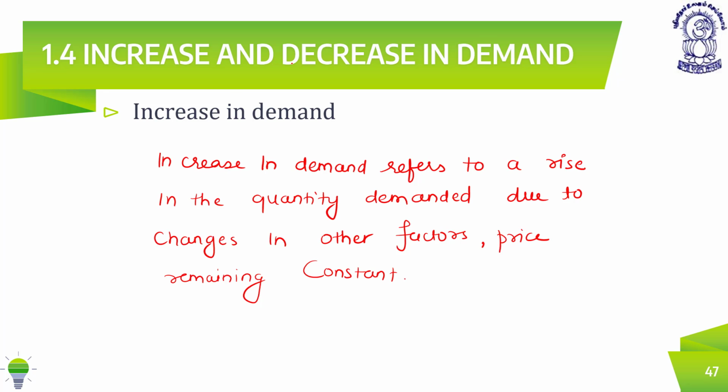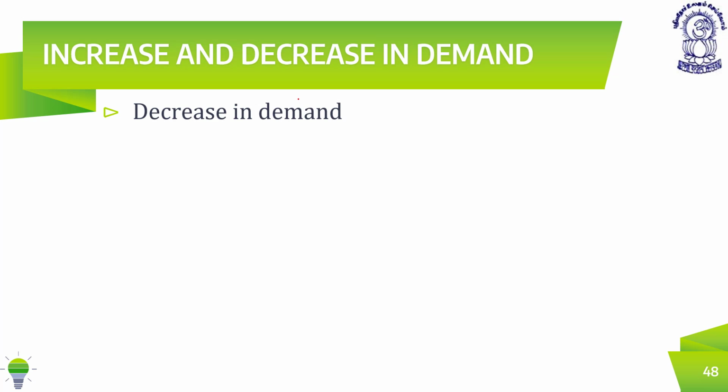In increase in demand, the other factors are changing, and because of the other factors, there is an increase in demand, but price of the product is constant. So in our example, supposingly the price of the product is 10 rupees. The price of the product has not changed and it is still 10 rupees only. But other factors have changed. Supposingly the taste and preferences have changed, future prediction has changed, and so on.